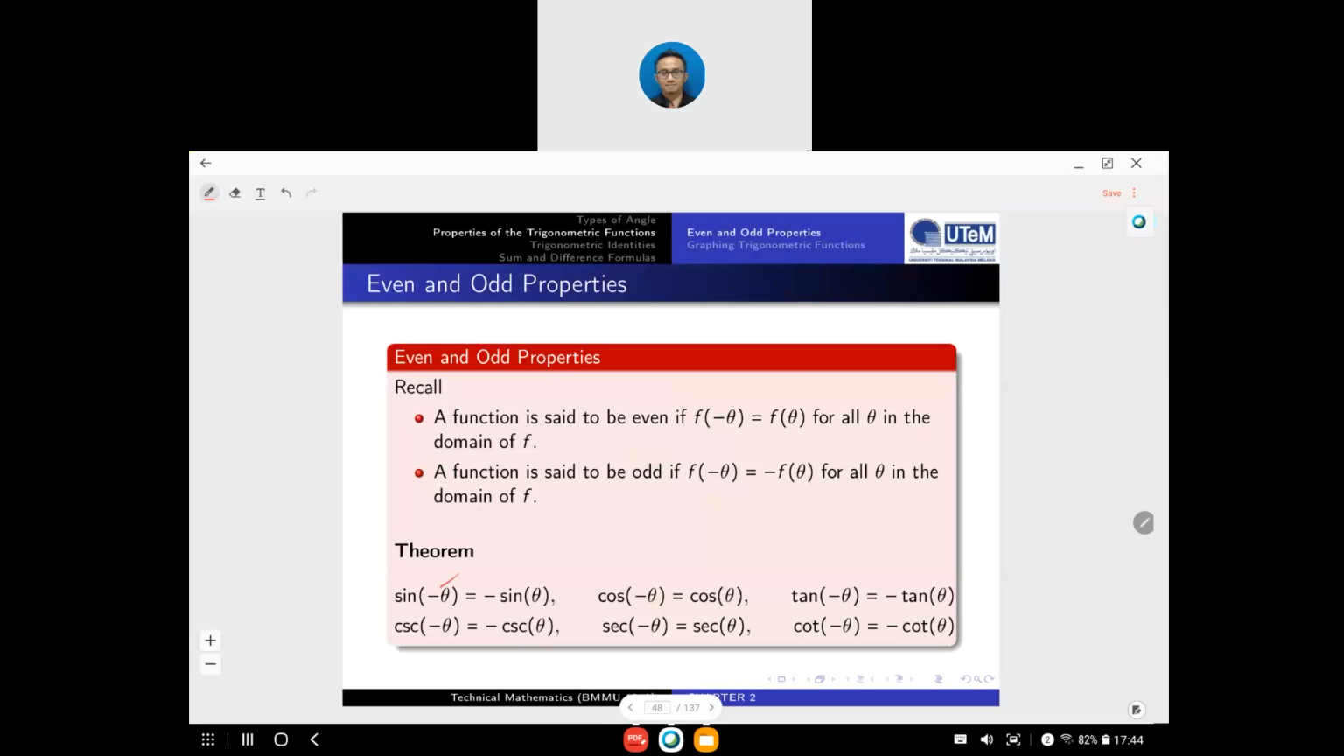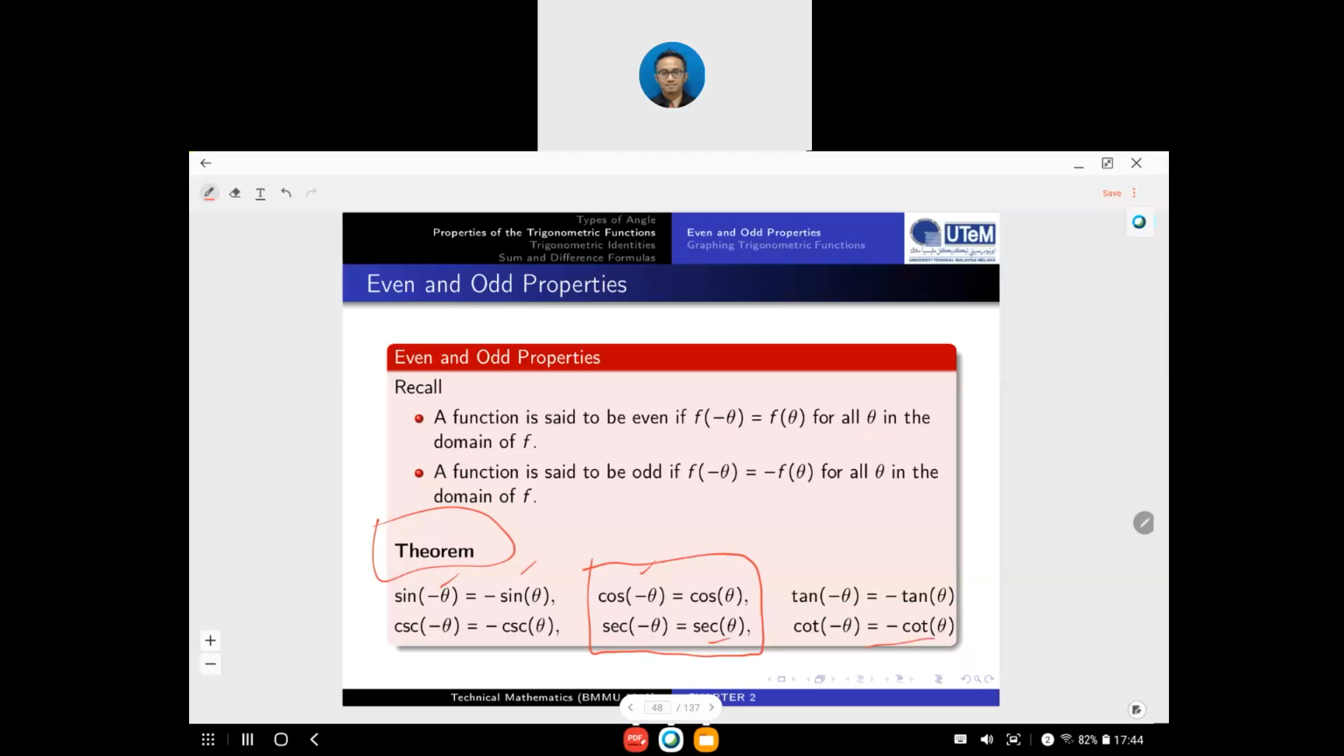In trigonometry, this is a theorem you must remember. Sine of negative theta equals negative sine theta. Cos of negative theta is equal to cos theta. Tangent of negative theta equals negative tangent theta. Cosecant of negative theta equals negative cosecant theta. Secant of negative theta equals secant theta. And cot of negative theta equals negative cot theta.